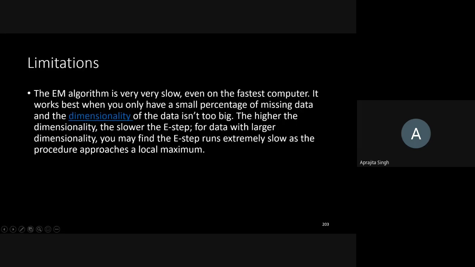So the EM algorithm is very, very slow, even on the fastest computer. It works best when you only have a small percentage of missing data. तो latent data के बारे में ये काम कर रहा है, तो बहुत small percent of missing data है तब तो ठीक है. The dimensionality of the data isn't too big, only then it works very fine. The higher the dimensionality, the slower the E process. The expectation process will be very slow. And for data with larger dimensionality, meaning you have got various attributes, you may find the E step runs extremely slow as the procedure approaches a local maximum. So it's very, very slow.